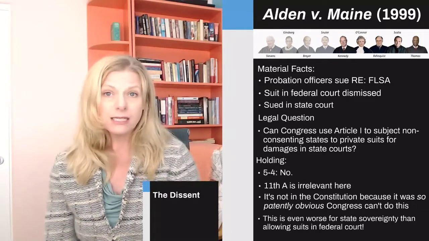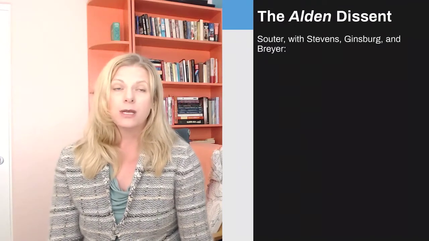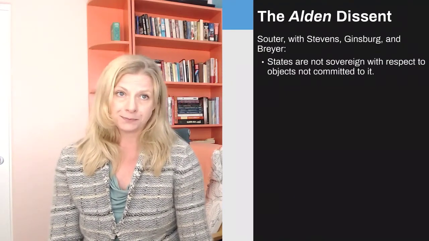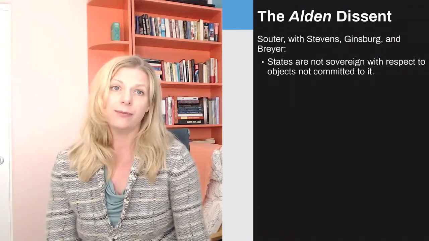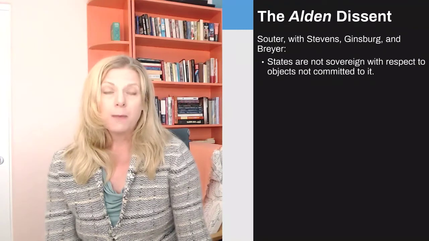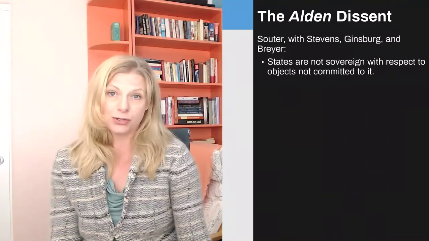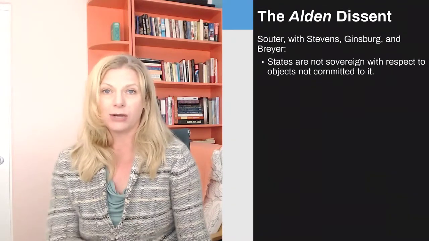Now, the dissent here is interesting because it brings up a lot of the same issues that the liberals on the court had been arguing for throughout this series of cases. So Souter writes this opinion, and he argues that the majority is wrong because states are not sovereign with respect to these powers that they don't have.